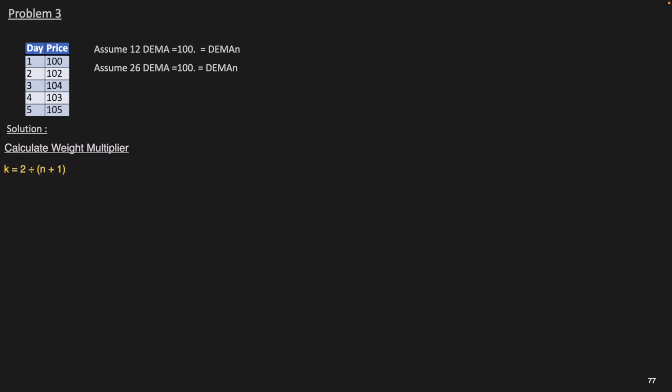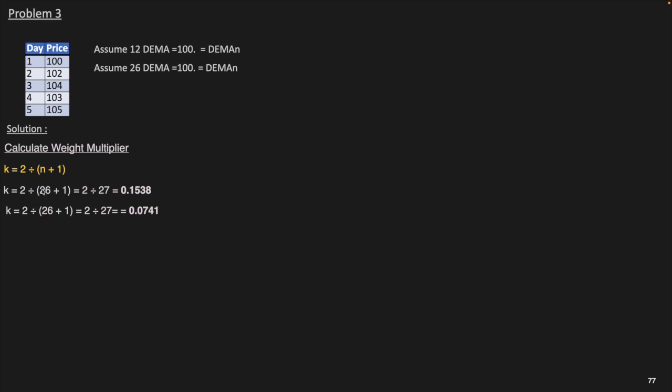So let us take the weight multiplier. Simple formula. The weight multiplier is always using the formula K is equal to 2 divided by n plus 1. So K is equal to 2 divided by 26 plus 1, which is nothing but 2 divided by 27, which you get as 0.1538. So we have to have two values. One is for 12 DEMA and another is for 26 DEMA. It is a standard thing. For 12 DEMA it is 0.1538 and for 26 DEMA it is 0.0741.